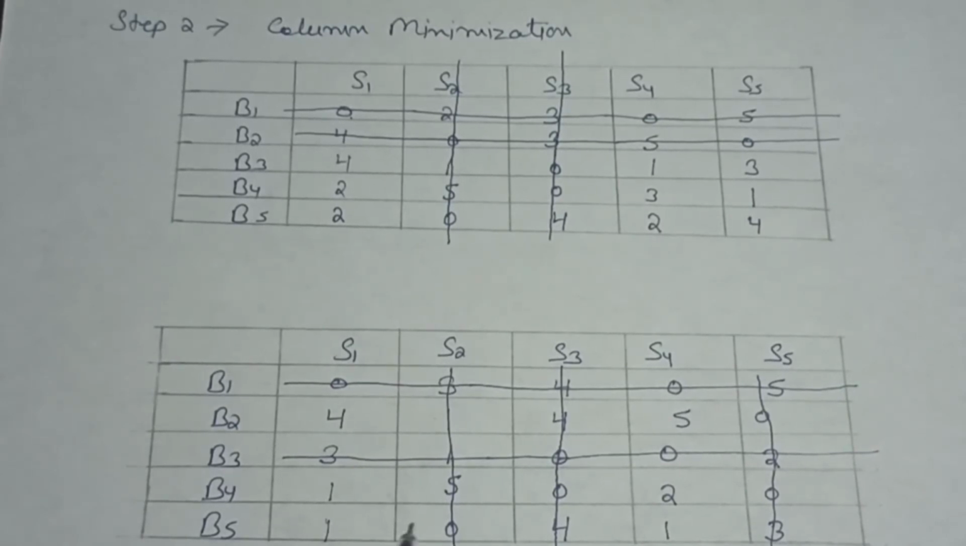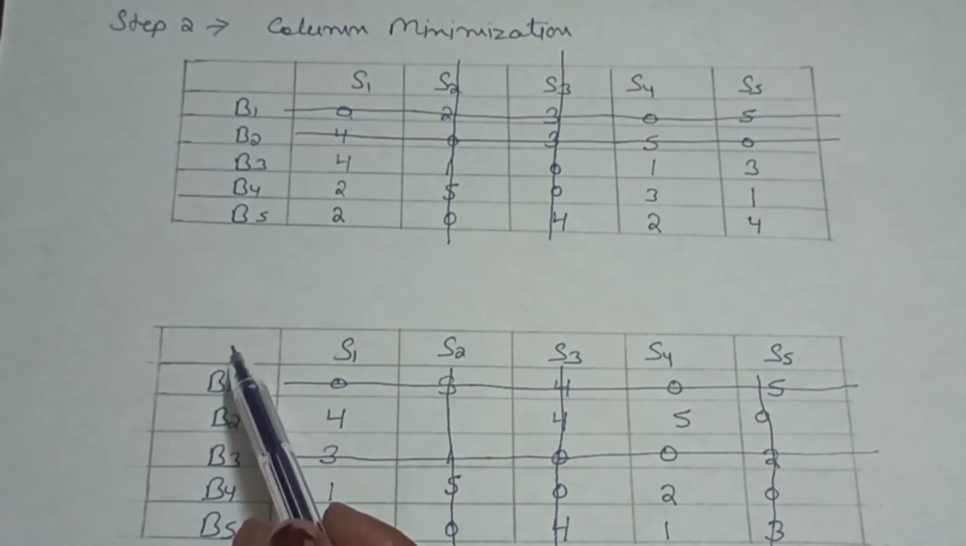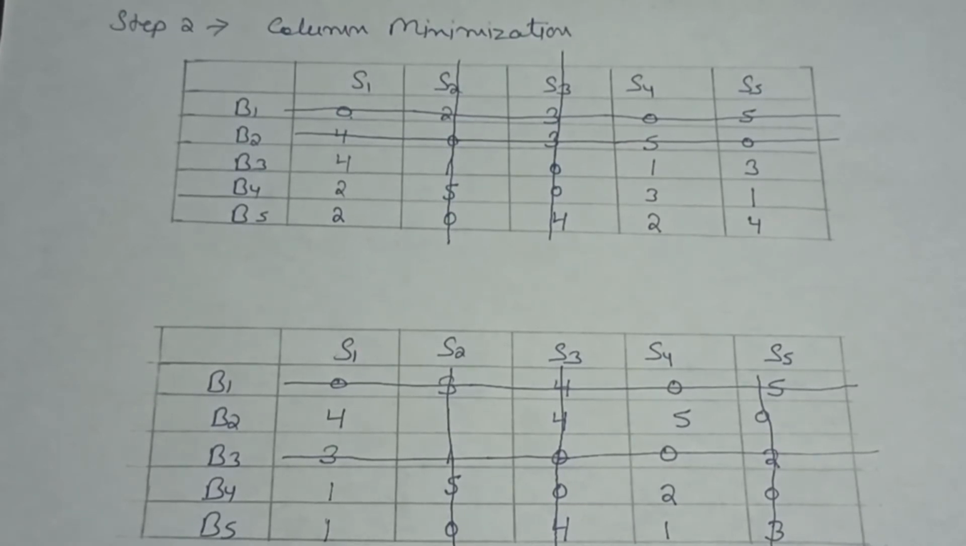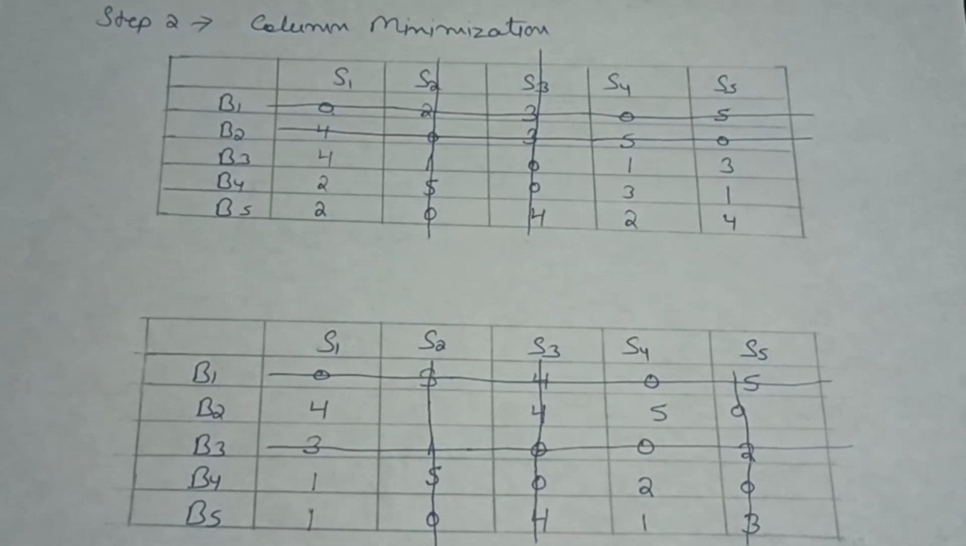Now you can see here we have 5 lines: 1, 2, 3, 4 and 5, which is equal to our order of matrix, because we have 5 rows and 5 columns and our lines are also 5. Now our solution is optimal. Now we will calculate our cost. Here we will do our selection.